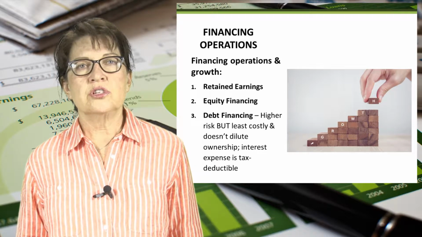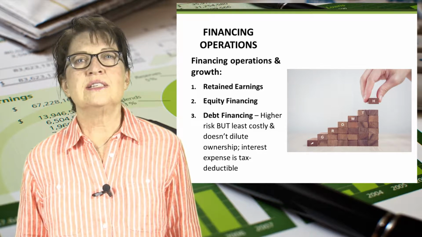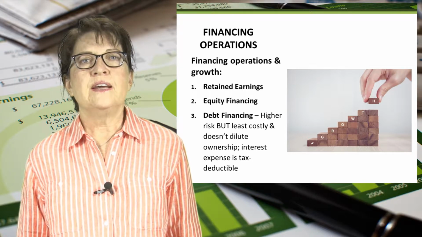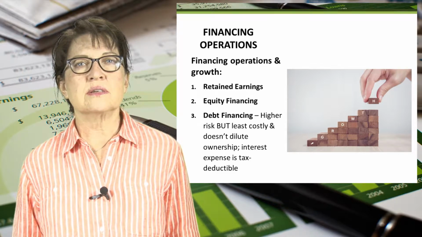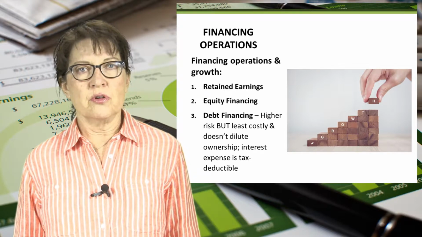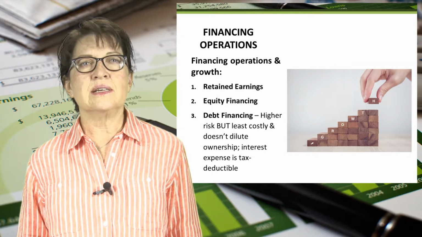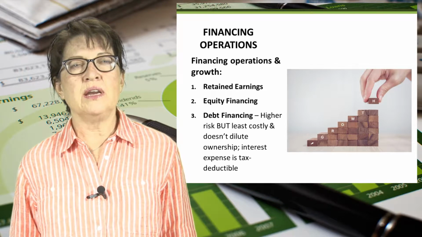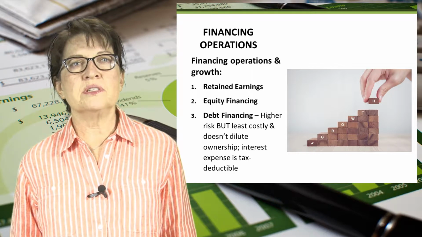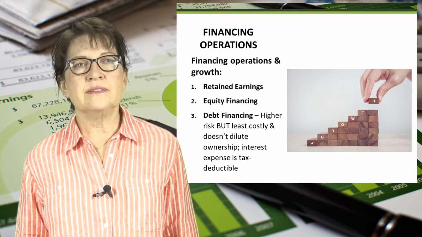The final approach, and the focus of this and the next several videos in the playlist, is debt financing. Debt financing is done through leasing, bank loans, or issuance of bonds. This is the cheapest approach to grow a business because interest expense is tax deductible. However, regular interest payments usually need to be made, and a cash-strapped business could struggle to stay in business if the debt load becomes too high.